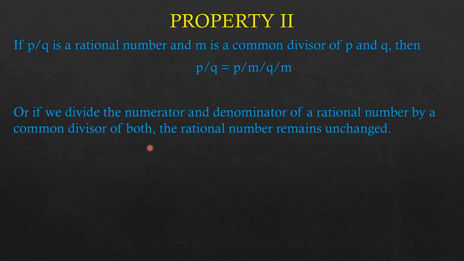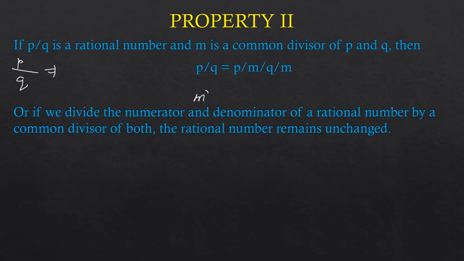We took a non-zero integer and multiplied both numerator and denominator by it. Here, what will we take? We will take a common divisor of both the integers. Then again the rational number will remain unchanged. Alright, so let us understand this now. This property says if we have P by Q and a common divisor, let's say M, in the last property M was a non-zero integer.